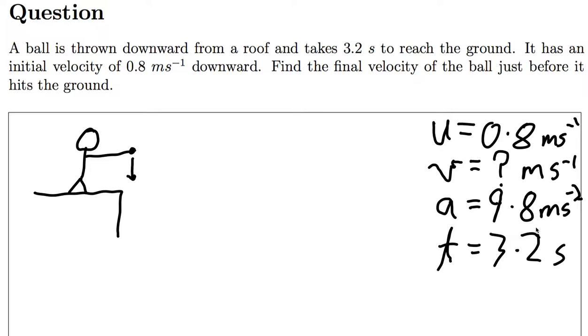We have v equals u plus at, we have s equals ut plus a half at squared, and we have v squared equals u squared plus 2as. Now of those three, we have a v, a u, an a, and a t in our problem, so it's pretty easy to choose which equation to use. So we're going to use v equals u plus at.